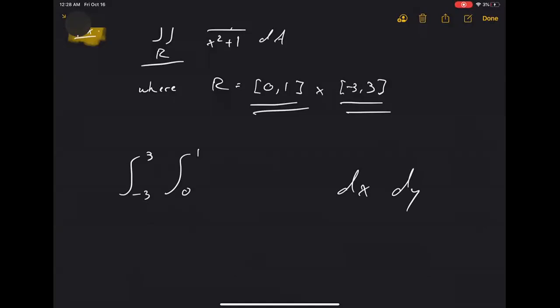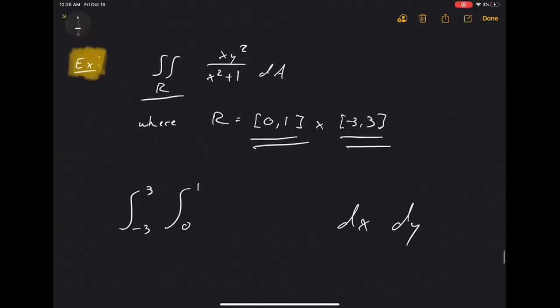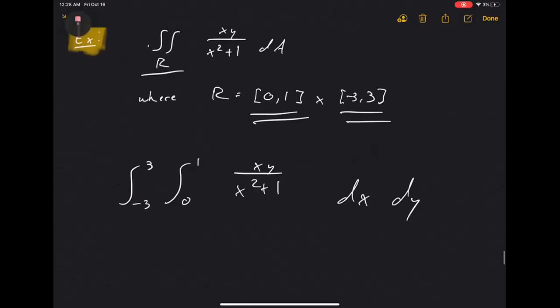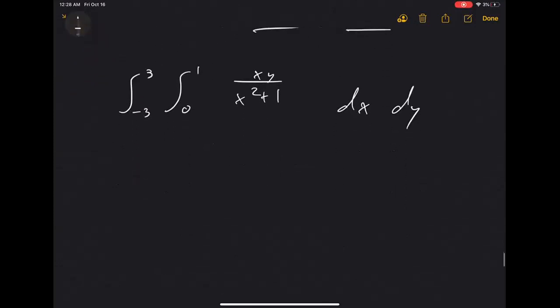So I set up my integral signs and my dx dy, and I make sure I got them in the right order. This 0 to 1 goes with my dx, this -3 to 3 goes with my dy. And then I can throw my function in there: xy over x squared plus 1. Remember, Fubini's theorem tells us that this is the same thing as this iterated integral. And this iterated integral we can actually solve, right? So let's go ahead and solve this.